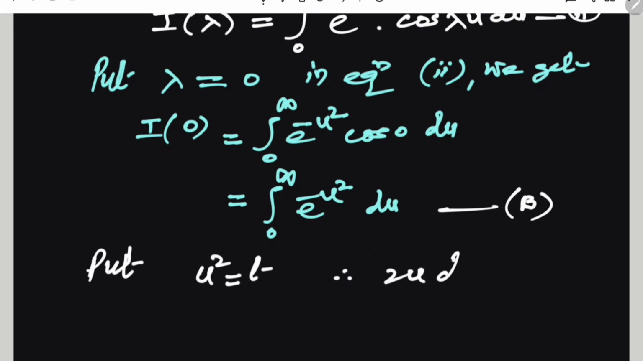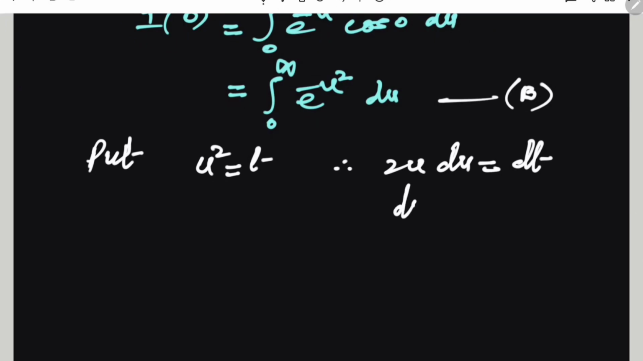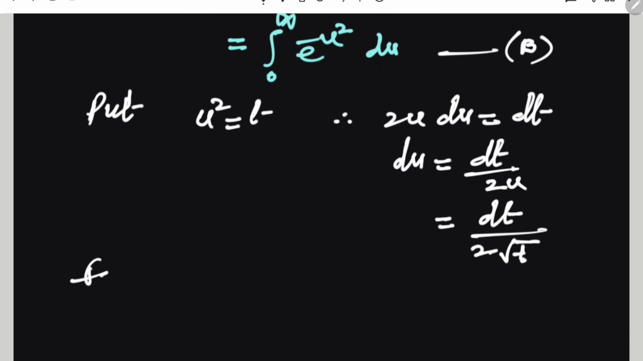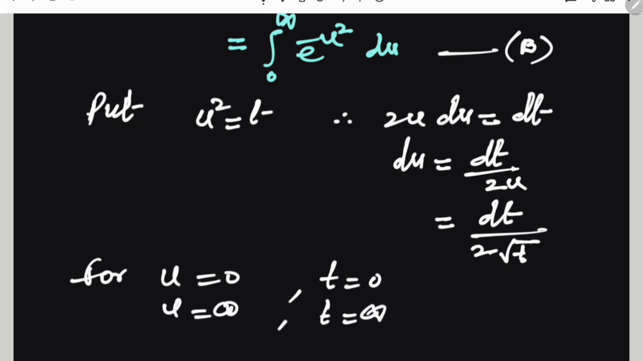Differentiating it with respect to u, we get 2u du is equal to dt. Therefore du is equal to dt by 2u. And the value of u is square root of t. Therefore, it becomes dt divided by 2 times root of t. New limits: for u equal to 0, we get t equal to 0, no change in the limit. And for u equal to infinity, we get t as infinity, again no change.